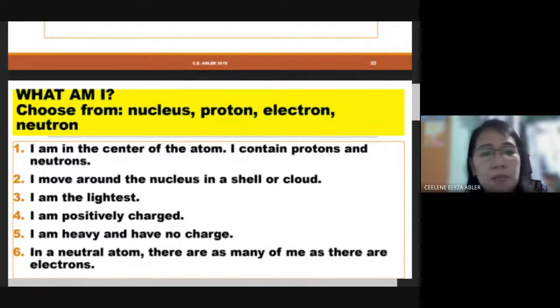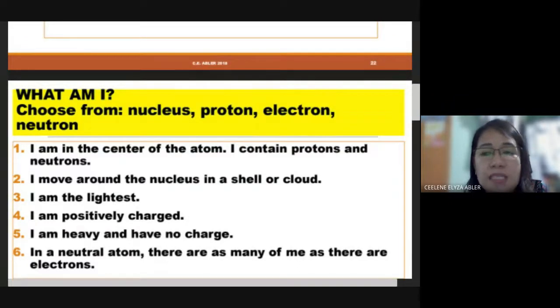Okay. So sino makasagot for number 1, which is I am in the center of your atom and I contain protons and neutrons. So let's just review. Anlin dito ang sagot. So the answer for this one is nucleus. Okay. Let's have number 2. I move around the nucleus in a shell or cloud. Okay, so sino yung na-mention ko kanina na nagmo-move around in shell or cloud? So we call it your electrons. Okay, so number 2 is electron.